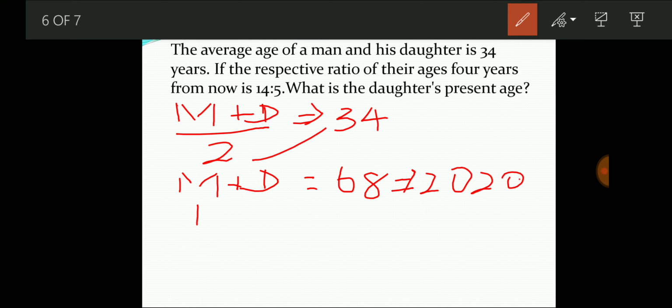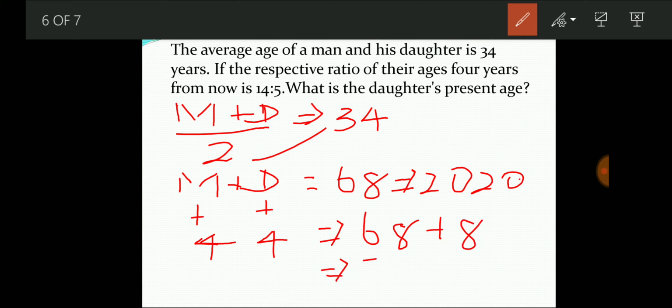So 4 years from now, the age of the man would have increased, and the age of the daughter would have also increased. Totally, their ages would be increased by 4 and 4, so in total by 8. So the total age is 68 plus 8, which is nothing but 76 years. If it is 76 years and the ratio is 14:5, in total it's going to be 19 parts.